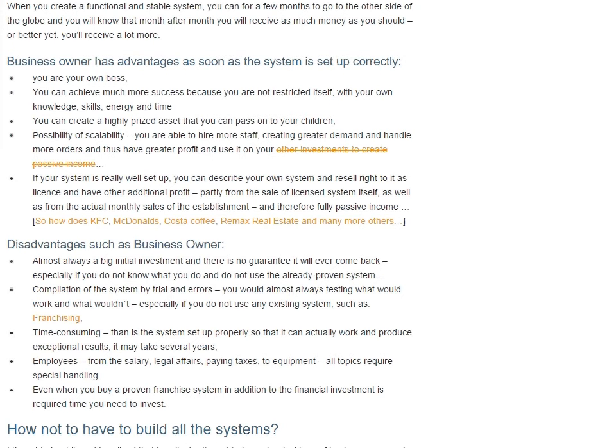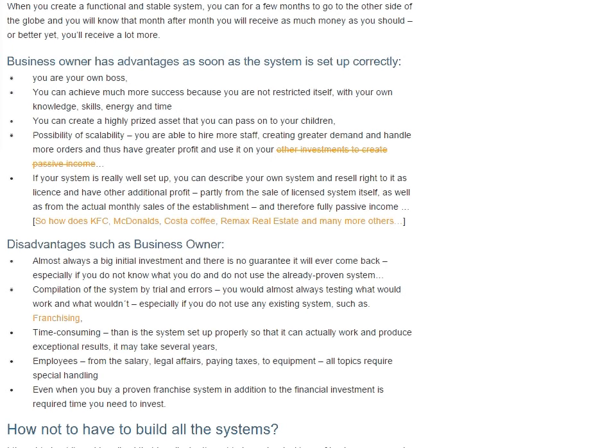Disadvantages as a business owner: almost always a big initial investment, and there is no guarantee it will ever come back, especially if you do not know what you are doing and do not use an already proven system. Compilation of the system by trial and error: you would almost always be testing what would work and what wouldn't, especially if you do not use any existing system such as franchising. Time consuming.